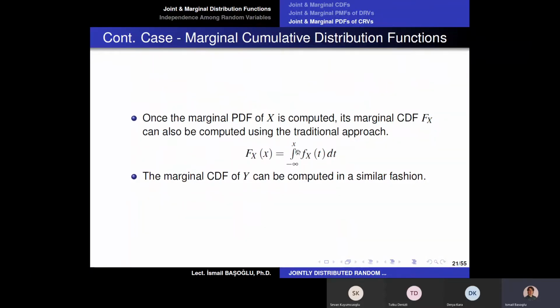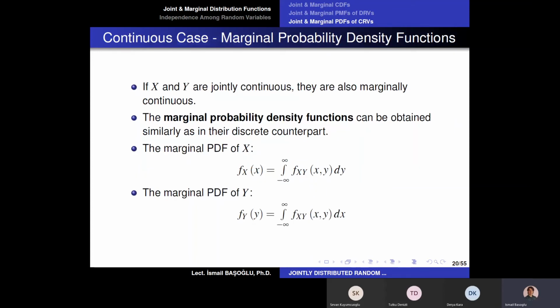Once you compute the marginal probability density function for x, if somebody asks you the marginal CDF of X, then you are going to integrate the marginal PDF of X from minus infinity to x by changing the integral operator to t. And you can also compute the marginal CDF of X and marginal CDF of Y. Okay? So actually we are combining everything that we have learned so far with the joint probability representations.